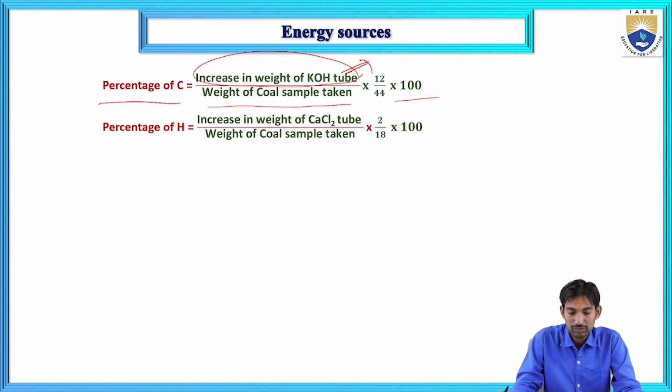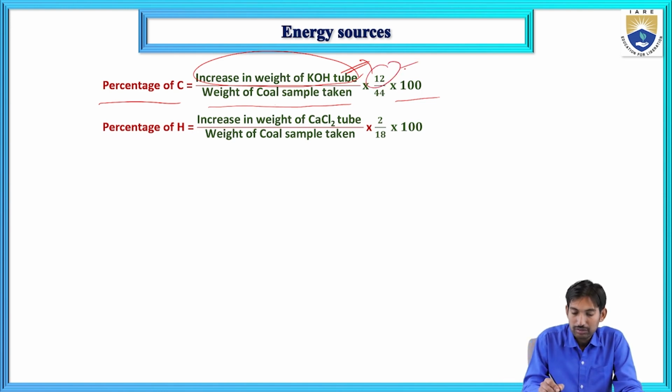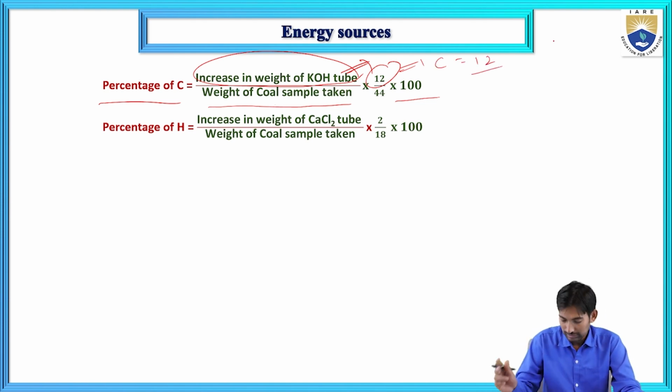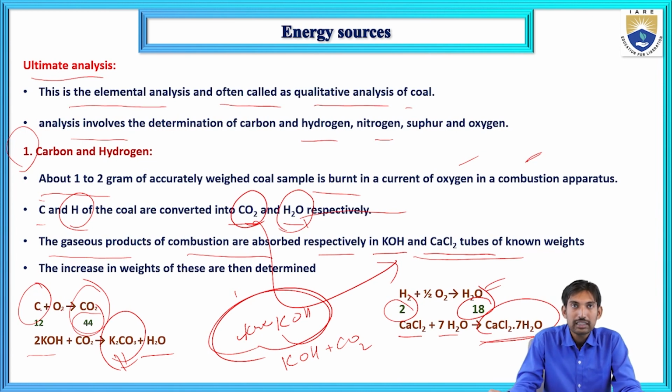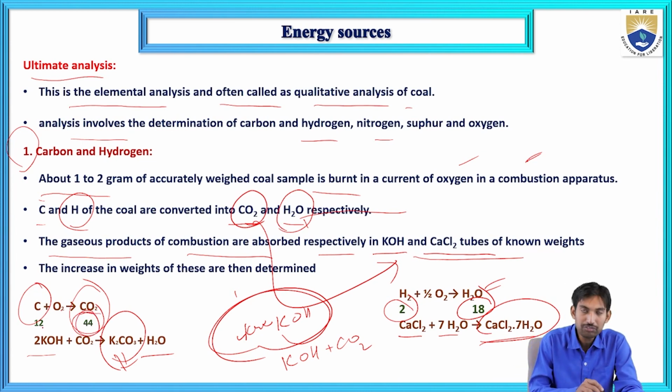It forms K2CO3. So you have to take the increase in weight of the KOH tube and divide it by the weight of the coal sample taken, the initial weight of the coal sample. This 12 is the weight of carbon. In the reaction, 12 grams of carbon reacts with oxygen and forms 44 grams of carbon dioxide.